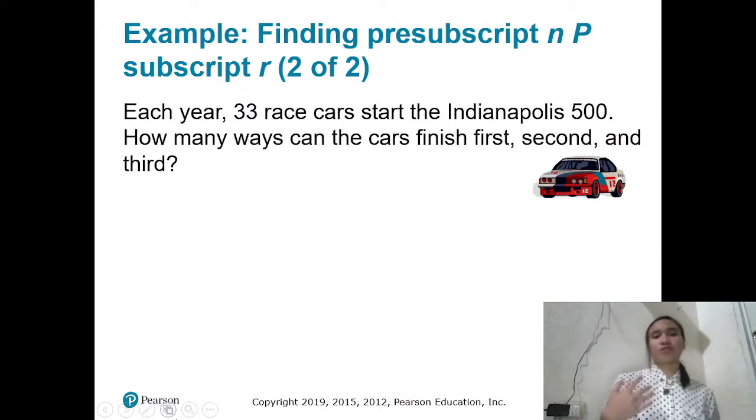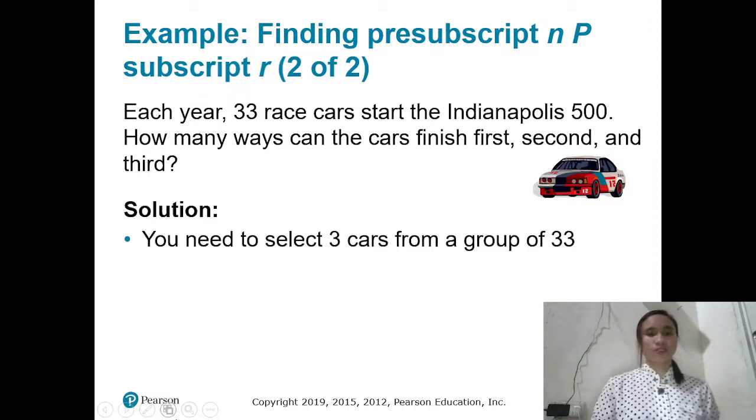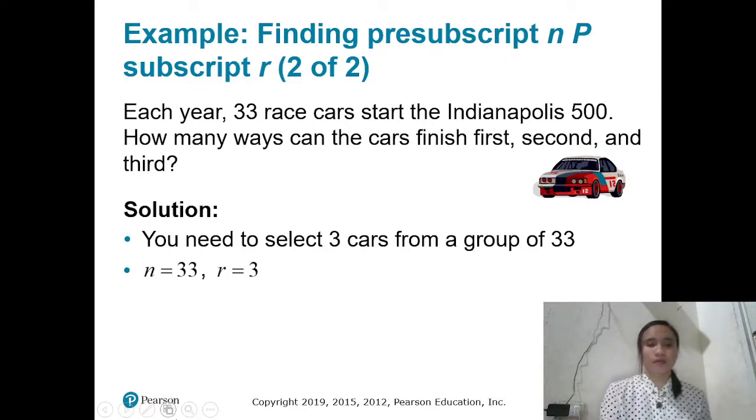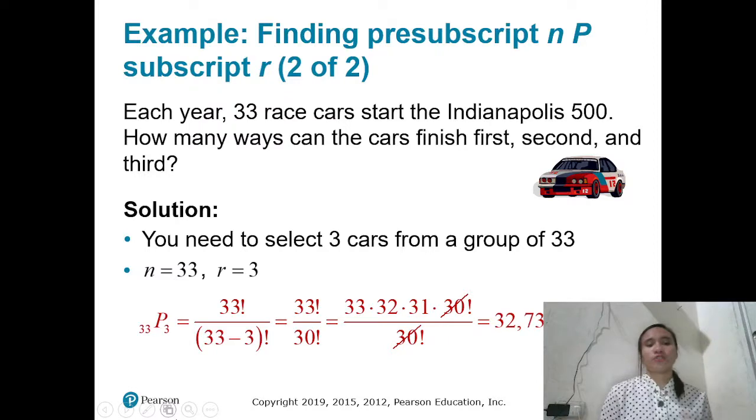Example: each year 33 race cars start the Indianapolis 500. In how many ways can the cars finish first, second, and third? You need to select 3 cars from a group of 33, so n is equal to 33 and r is equal to 3. Apply the formula for permutation, nPr. The total is 32,736.